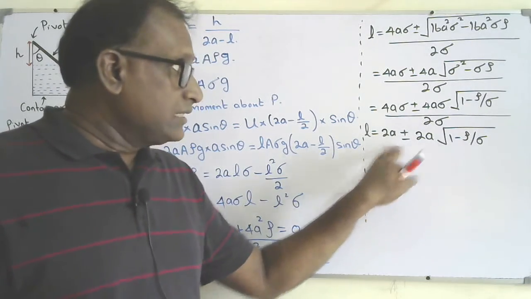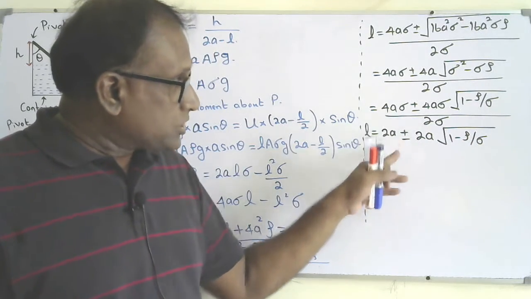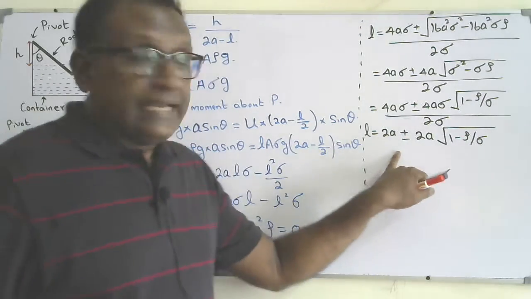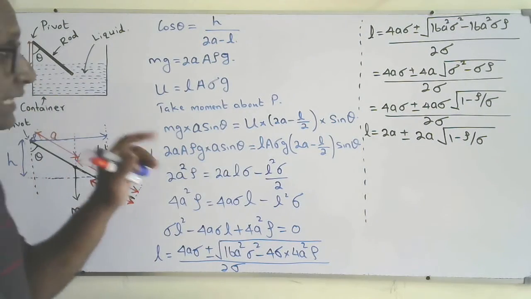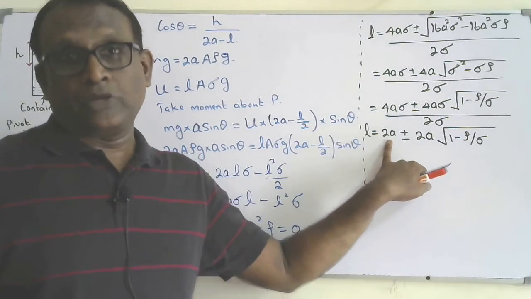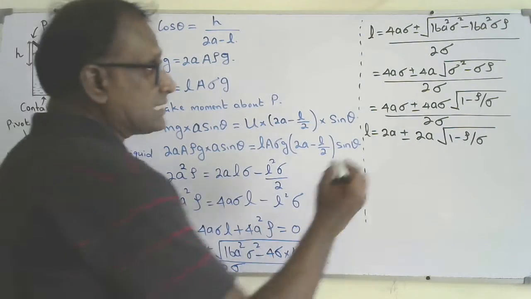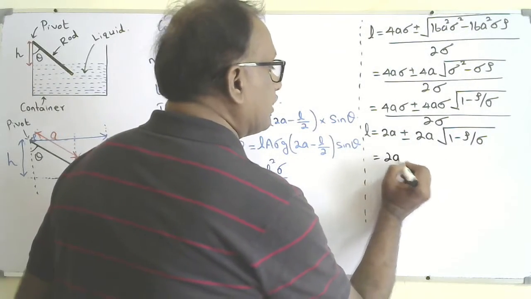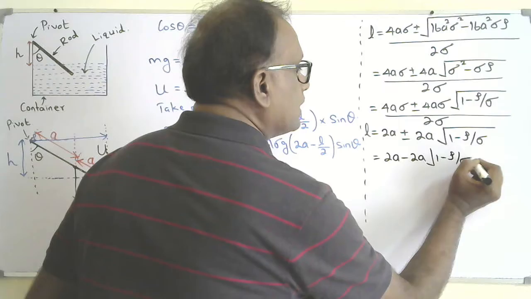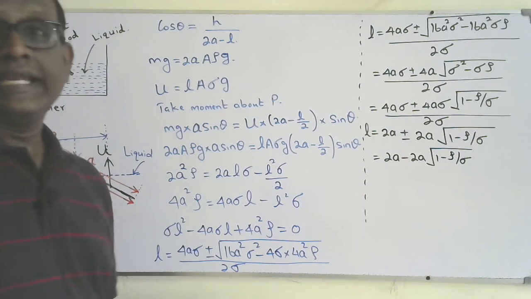Mathematically, both are acceptable. Sigma is greater than rho, so this is a real number. Mathematically, 2a plus or minus 2a square root of 1 minus rho over sigma is correct. But in terms of physics, the length of the rod inside the liquid cannot be greater than 2a, because the total length of the rod is 2a. So the only solution is to accept 2a minus 2a square root of 1 minus rho over sigma, because if I take plus, the L will become greater than 2a, so it is not possible.